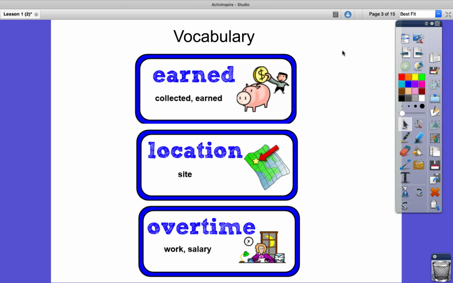The vocabulary for this lesson: earned, which means collected or earned. So you can see this boy earned some money and he's going to be saving it. Location means a site or where some place is. And overtime, that means when you work longer than you're supposed to, you earn more money.